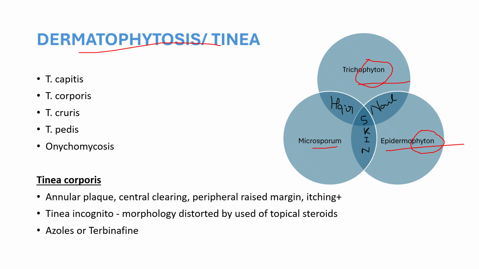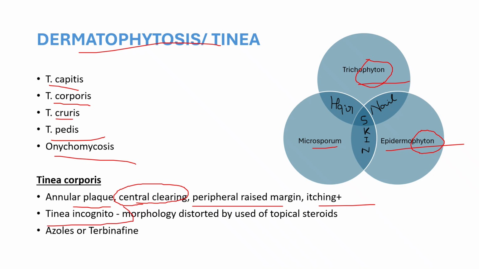So based on the site also, I've told you it's going to be classified into capitis, that is the scalp. Corporis means body. Cruris means the groin area. Pedis is over the foot, and onychomycosis is the infection of the nails. In tinea corporis, you usually see annular plaque with central clearing. This is classical of the dermatophytosis of the tinea, with peripheral raised margin, and there is intense itching.